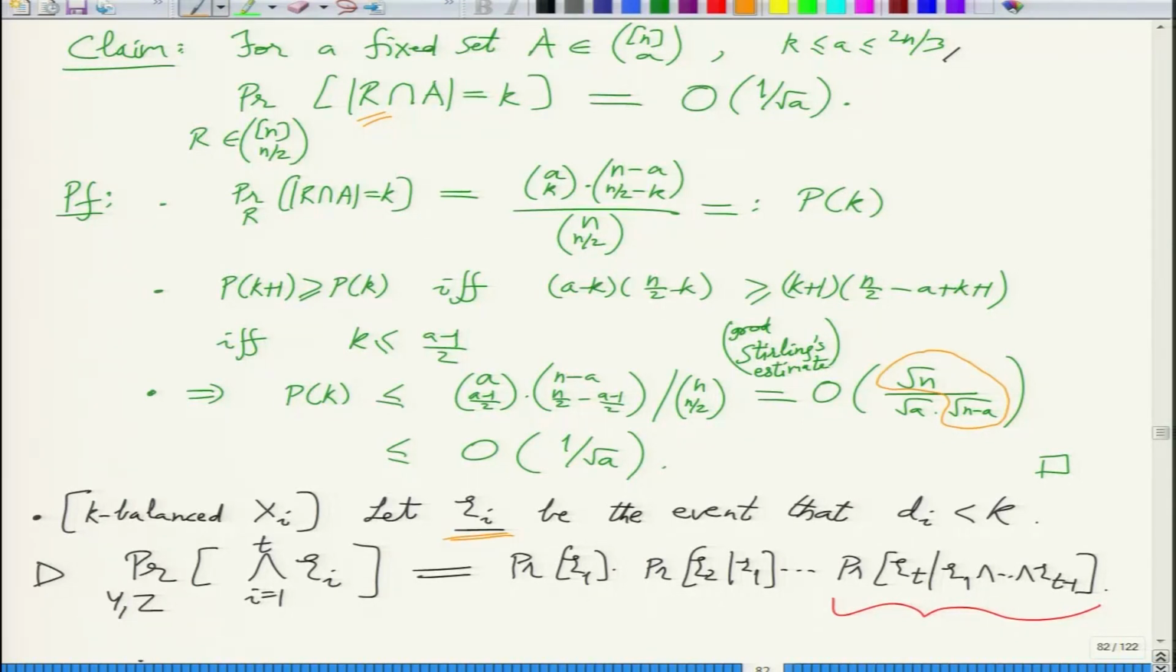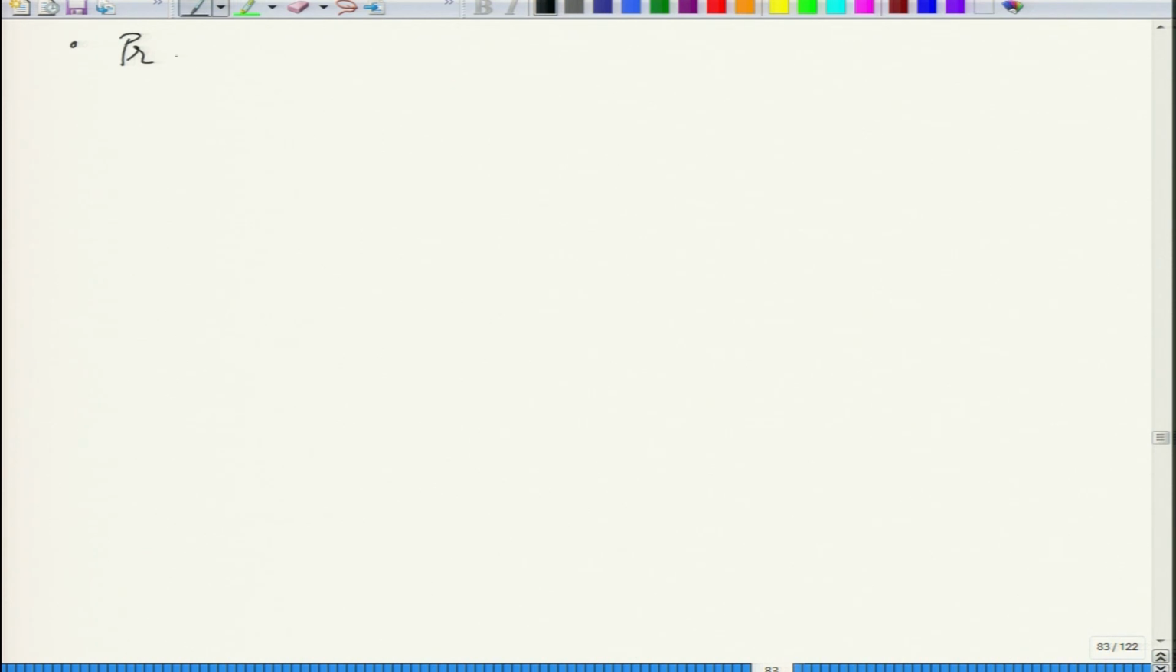the probability of all these events happening simultaneously, which is all the discrepancies being smaller than k, right? That's the event. So the first probability is that d1 is smaller than k, then second is assuming d1 smaller than k, d2 is also smaller than k, and so on. So we will now study this expression, this conditional probability. So probability of E1, right? What is that? That is the base case.